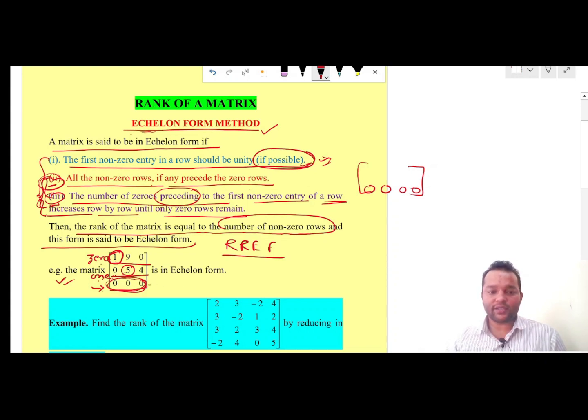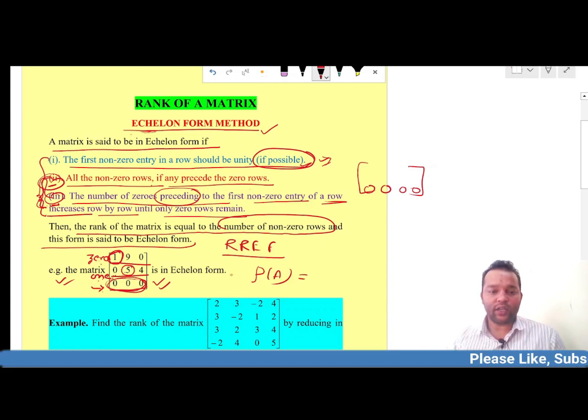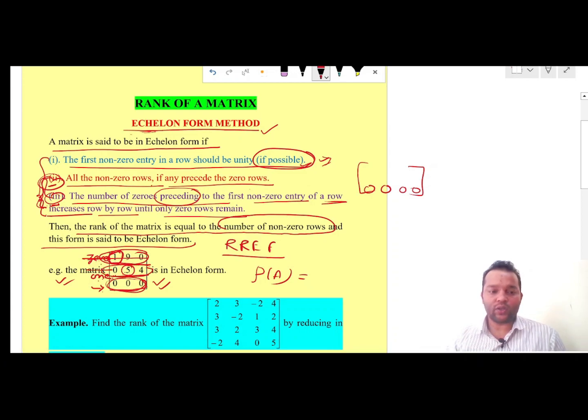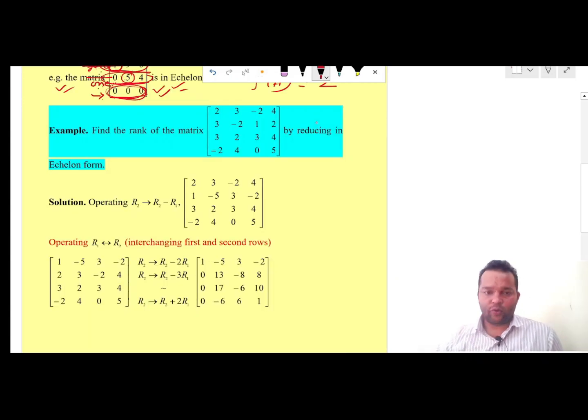Therefore this matrix is in echelon form, hence the rank of this matrix is the number of non-zero rows. This row is a non-zero row and this row is a non-zero row. So the number of non-zero rows is 1 plus 1, that is 2. Therefore the rank is 2.